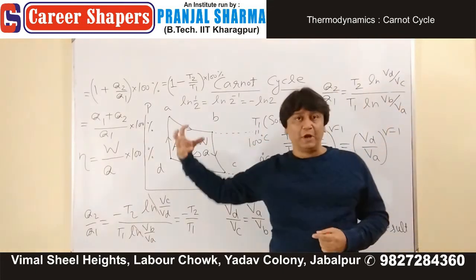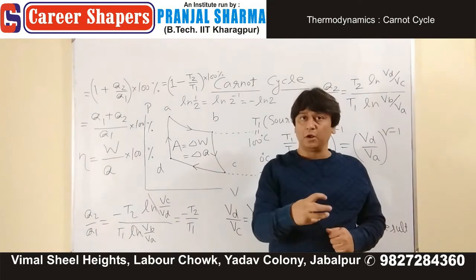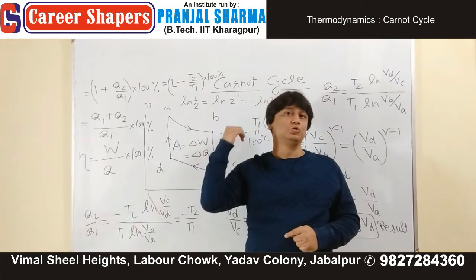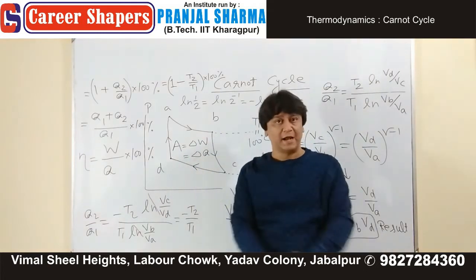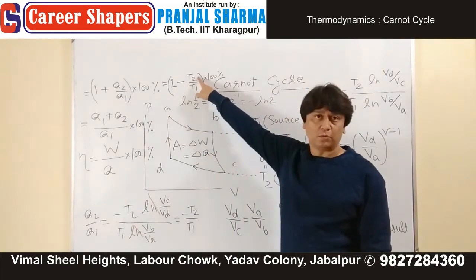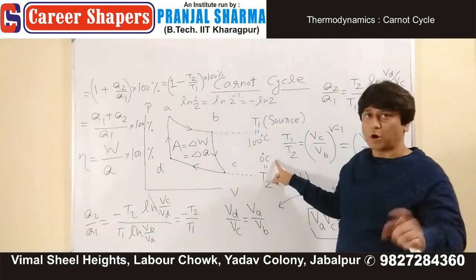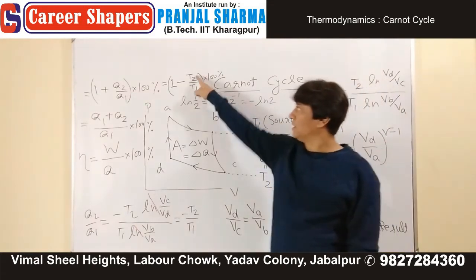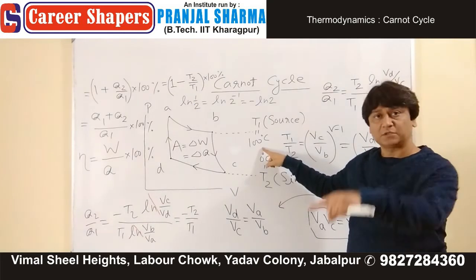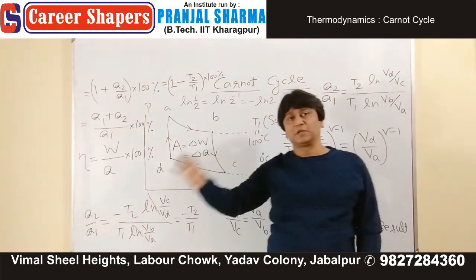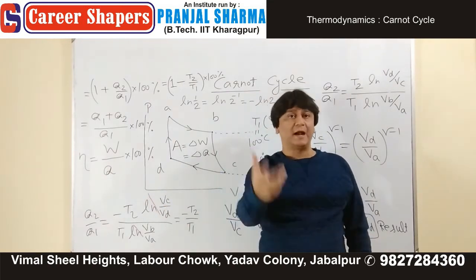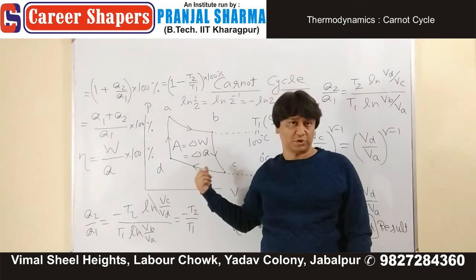So if you want to utilize this heat, the maximum useful work which you can get is 1 minus T2, not 0 but 273, divided by T1, not 100 but 100 plus 273. So this is the maximum efficiency which you can get out of this cyclic process.